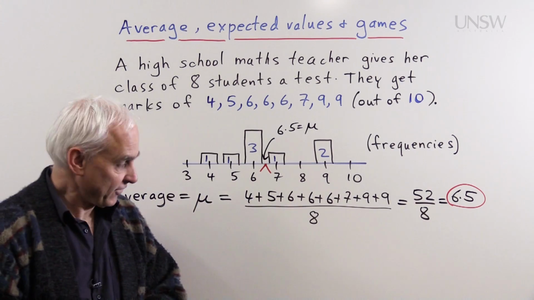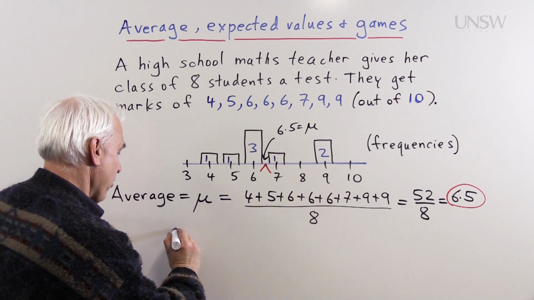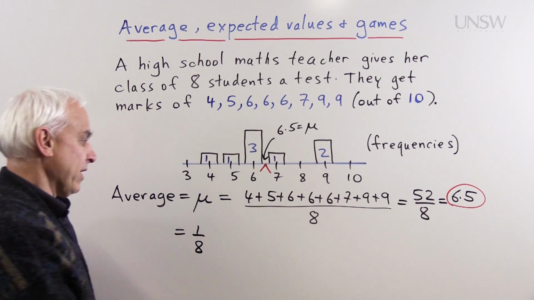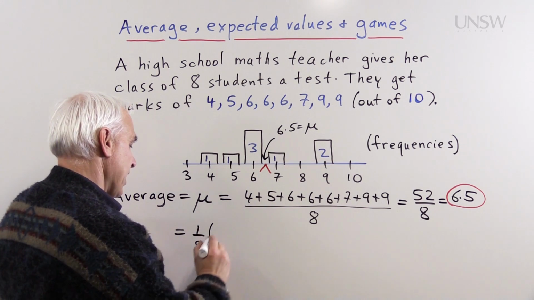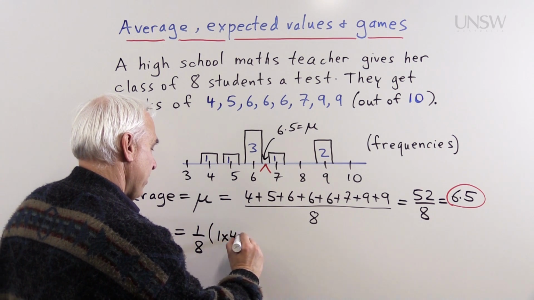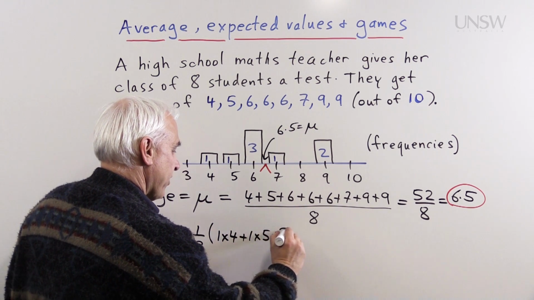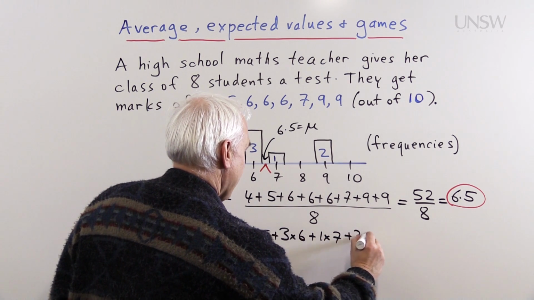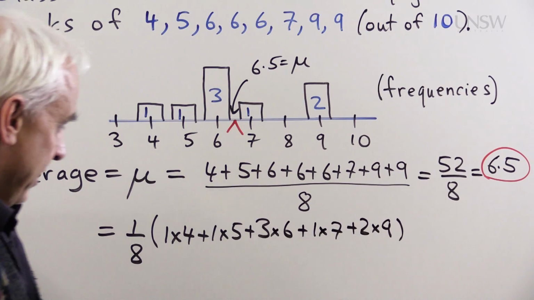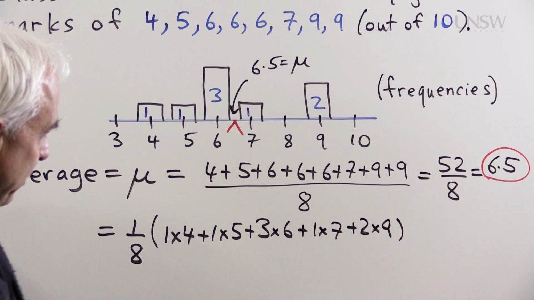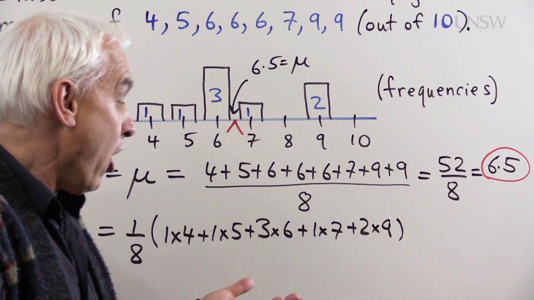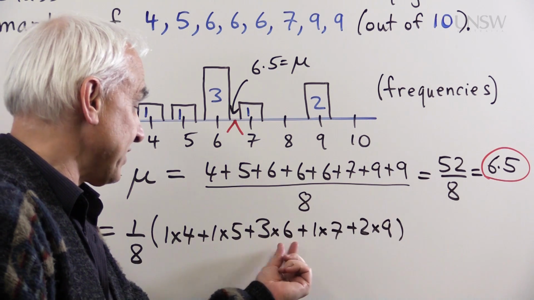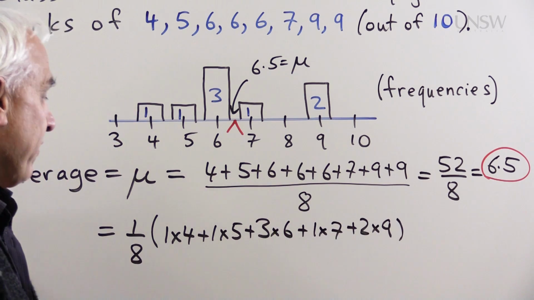Now I want to rewrite this in a suggestive way, so let's have a look at this formula and rewrite it a little bit in the following way. I'll take the 1/8 out front, and then I'll write it as 1 times 4 plus 1 times 5 plus 3 times 6 plus 1 times 7 plus 2 times 9. So here what we're doing is we're giving an alternate way of calculating the average, where you don't add up all the 6s, you just count how many 6s there are and multiply the 6 by that number, or that frequency.